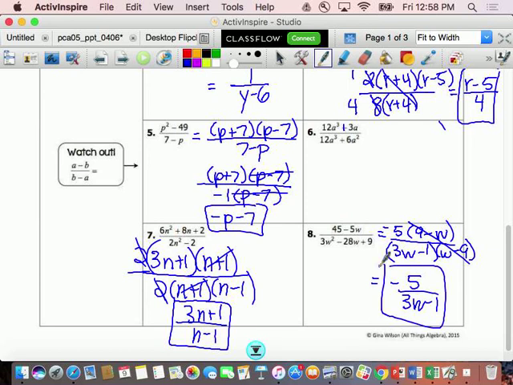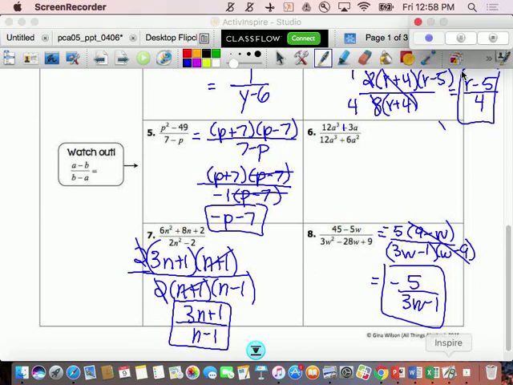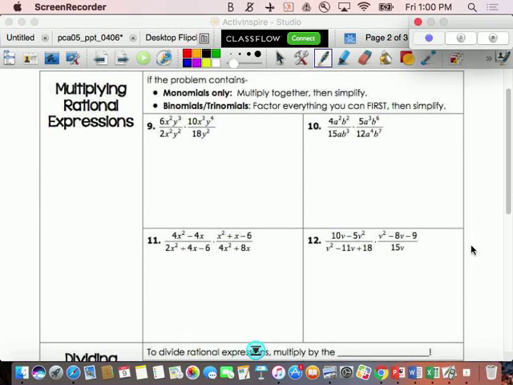All right, flip on the back. Wait. Please. And dividing rational expressions.